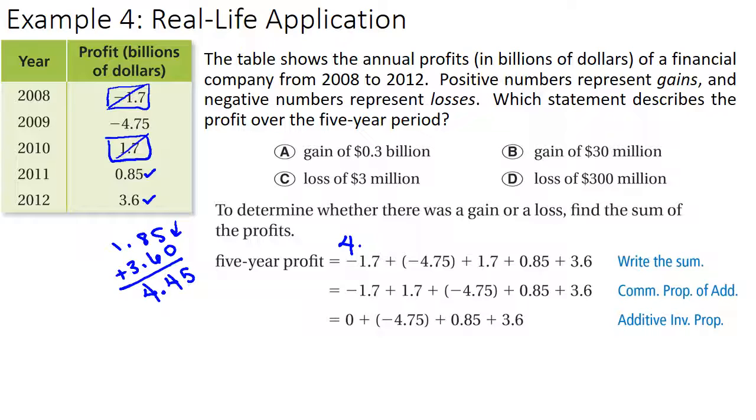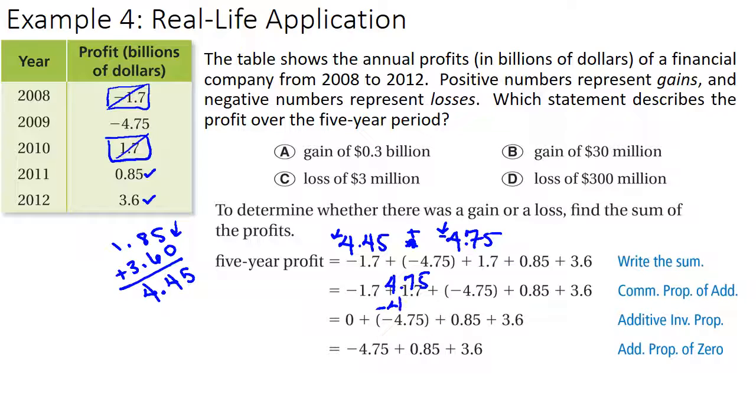So we have 4.45, plus negative 4.75. So when we see that we are adding a negative and a positive number together, what we're actually going to do is subtract. So I'm taking the bigger number minusing the smaller number. So 4.75 minus 4.45 is going to give me 0.3. So I've now used all my numbers.